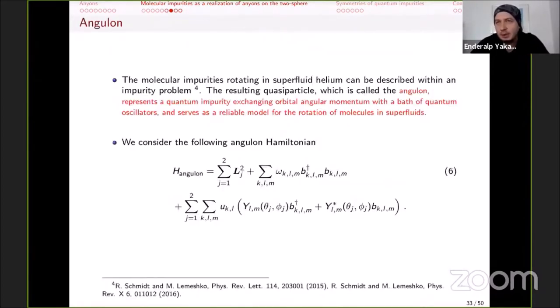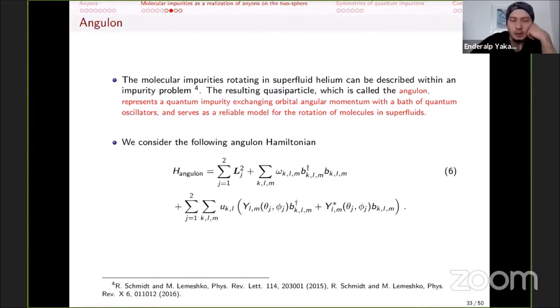But what about the coupling? How can we realize the bath and so on? In fact, this is also feasible. Recently it was shown that molecular impurities rotating inside helium nanodroplets can be described within quantum impurity problems. The resulting quasi-particle is called the angulon, and it describes the angular momentum exchange between the molecules and the bath.